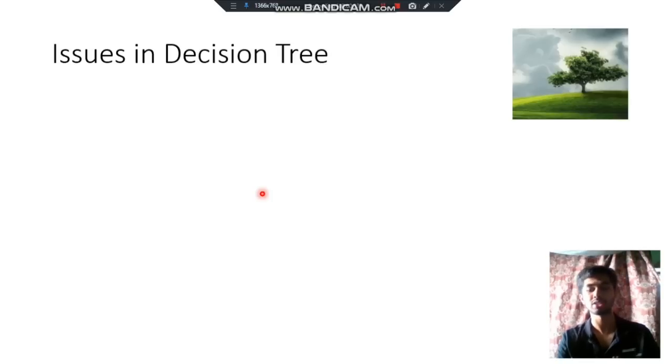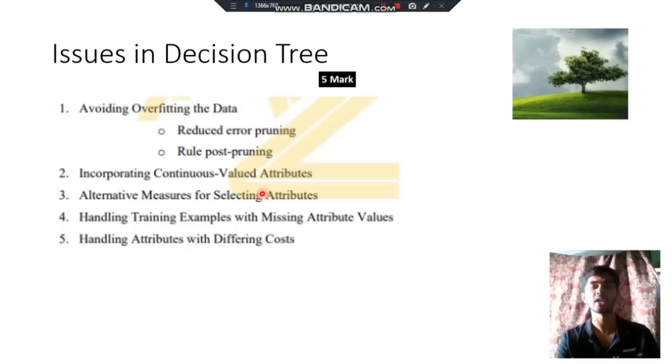Moving on, we have issues in decision trees. You have to remember AIA double H. What you'll remember? AIA double H. A means avoiding overfitting data. The data which overfits, you have to avoid that. Incorporating continuous value attributes. How do you incorporate continuous value attributes? By putting them in a range. What are the alternative measures for selecting attributes? You have a measure for selecting attributes which is information gain. Except that, what is the other method that you'll be discussing here? And handling training data with missing attribute values and handling attributes with different costs.